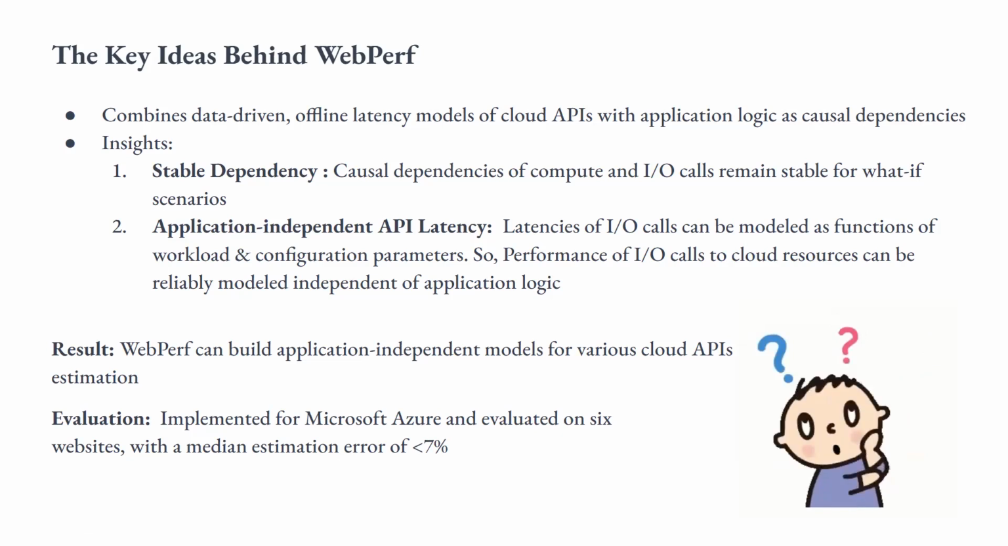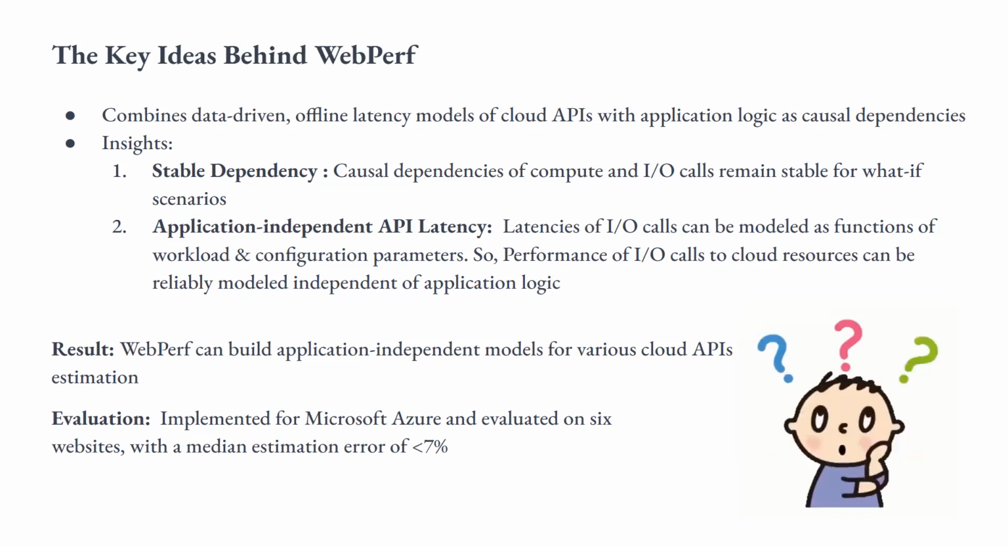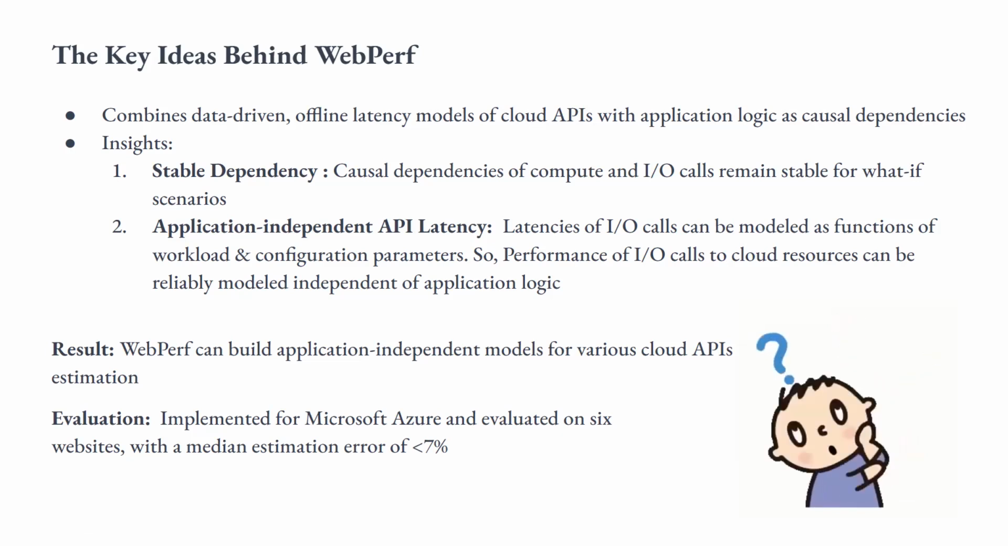And coming to the second idea, which is the application independent API latency, this means that the latencies of input output calls to many cloud resources can be predicted based on certain factors such as workload and configuration parameters without needing to consider the specific application logic.